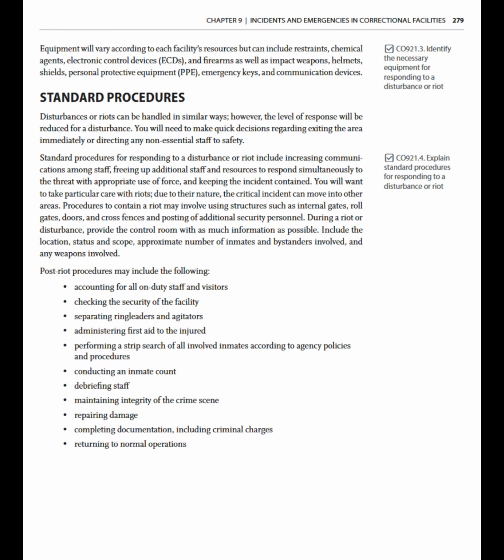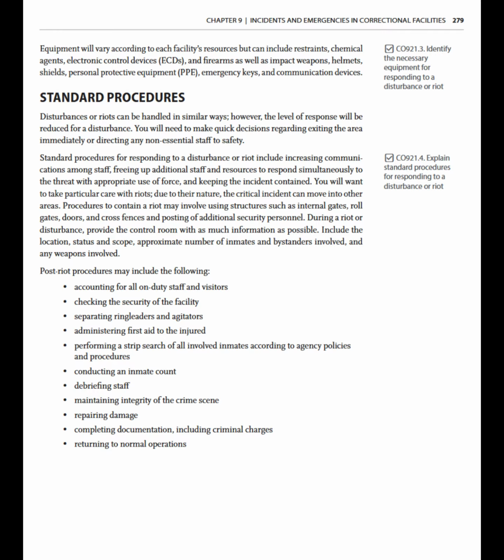Procedures to contain a riot may involve using structures such as internal gates, roll gates, doors, and cross fences, and posting of additional security personnel. During a riot or disturbance, provide the control room with as much information as possible. Include the location, status, and scope, approximate number of inmates and bystanders involved, and any weapons involved.